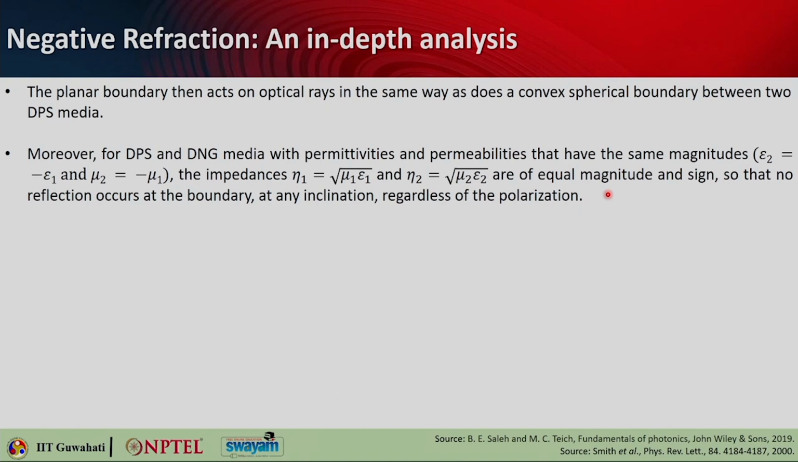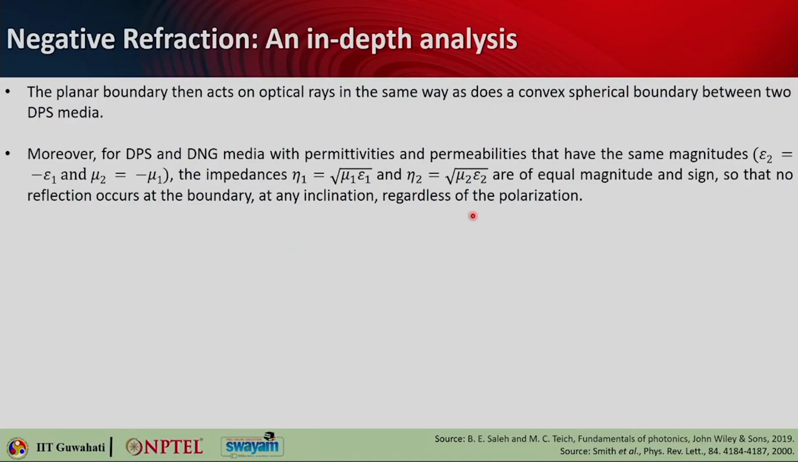So in that case no reflection will occur at the boundary, at any inclination, regardless of the polarization. That means you are able to pass all the light falling on that kind of interface to the other side, and you can get rid of all the reflection losses. So that is also a big advantage of this kind of material.